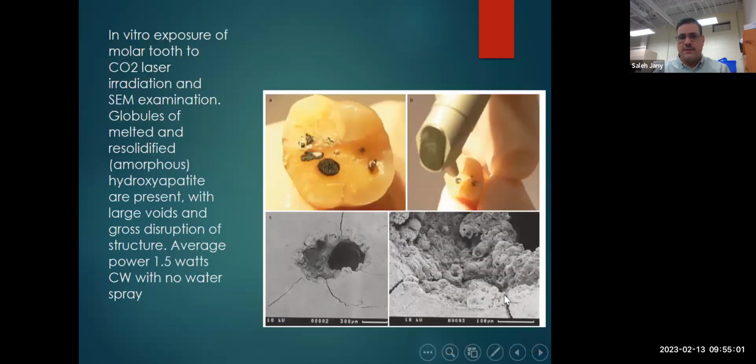And this is another picture of CO2 laser. If you see the handpiece, it is non-touchable. It's not touching the tissue, because it has mirrors. And it will affect the tissue by boiling the water inside the enamel. The enamel will explode because of the water inside it.